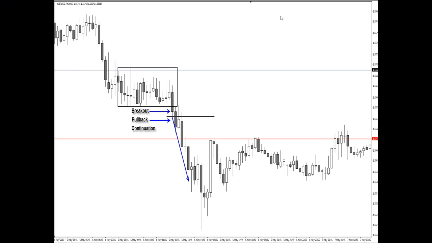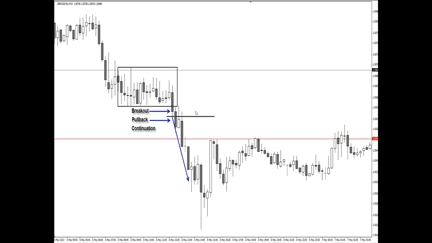Yeah, this is a real example of a 15-minute cable trade. Okay, 6th of May again. Perfect example, breakout, pullback, continuation. There is no indicator. You are the indicator itself. You are a trader, so you need to know what patterns are. So look, this is a rectangle pattern, and it is very tradable for breakout, pullback, continuation.